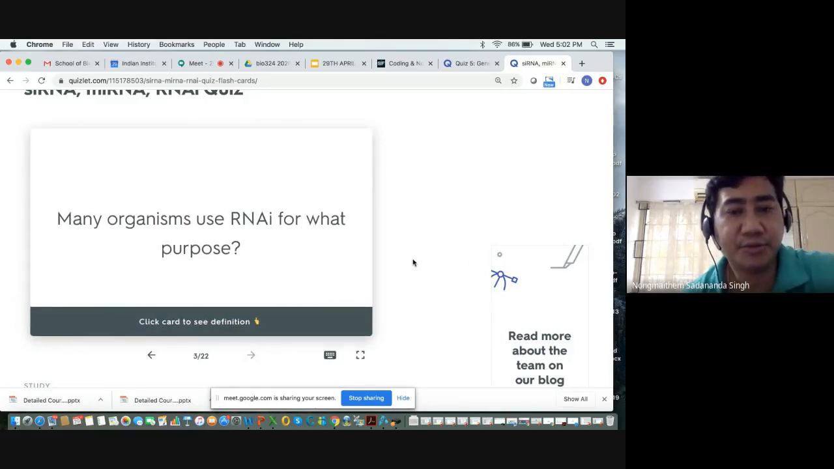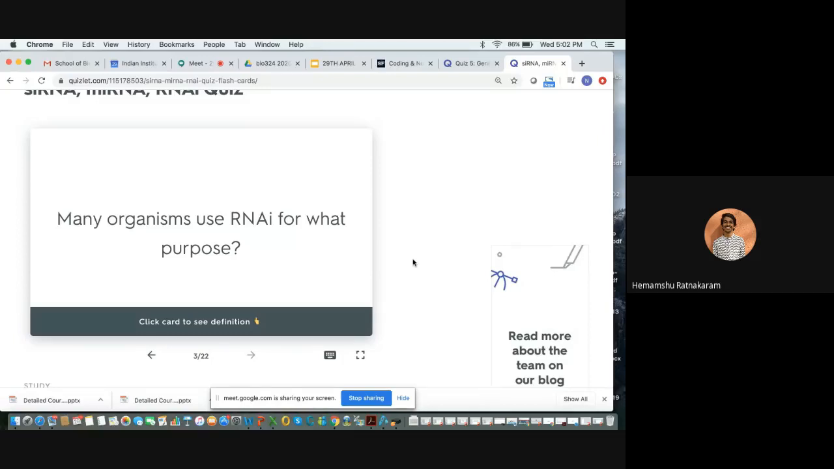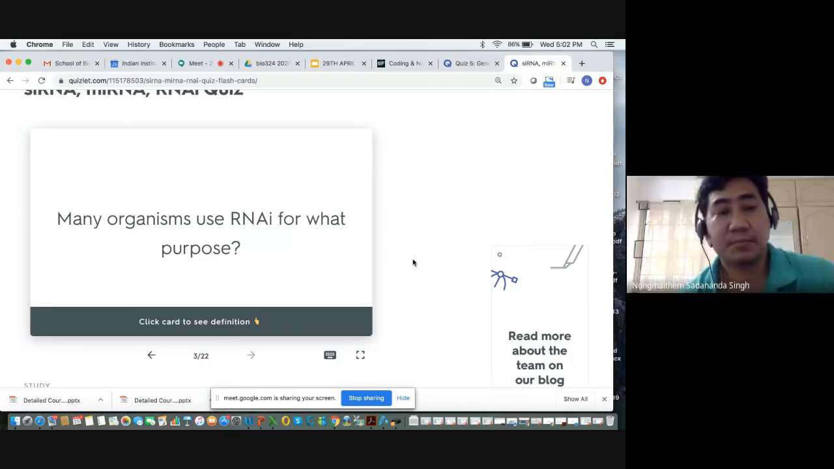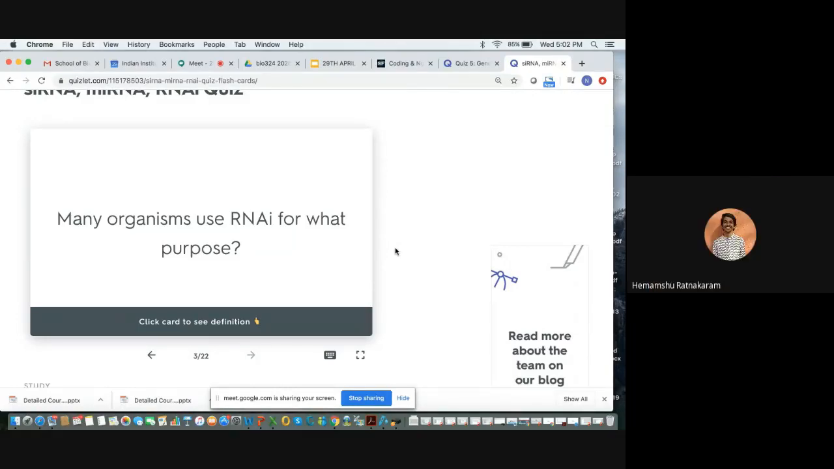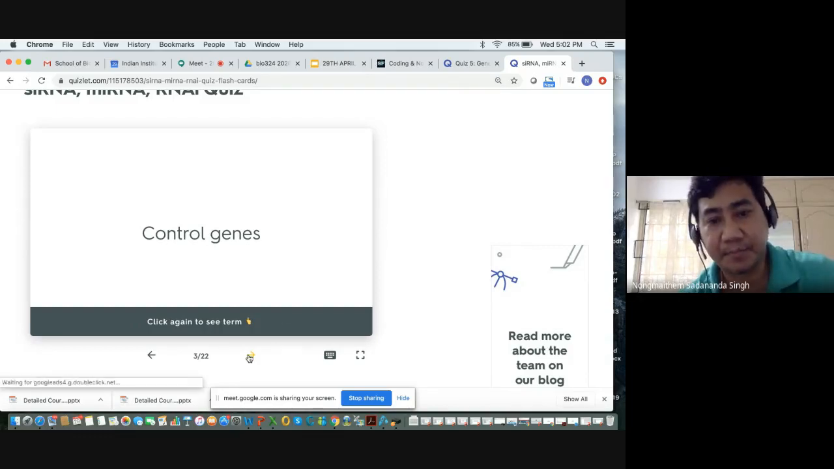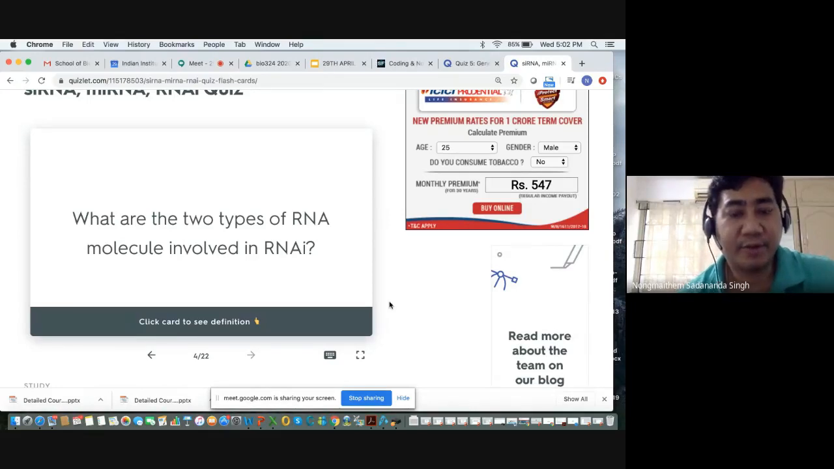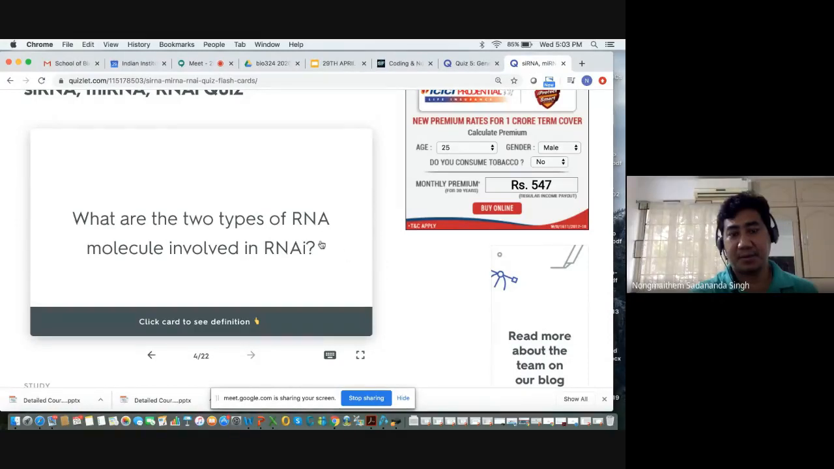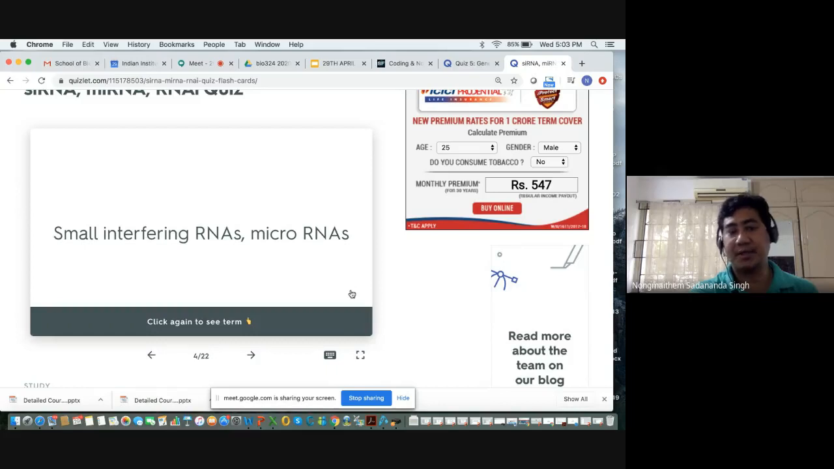Many organisms use RNAi for what purpose? Anyone? Regulation of protein expression and for protection against viral infection. For viral infection, okay, as a kind of innate immunity. And then to regulate gene expression, mostly to control gene expression. Then what are two types of RNA molecule involved in RNAi? It's very simple. siRNA and microRNAs, correct? The small interfering RNAs and microRNAs.